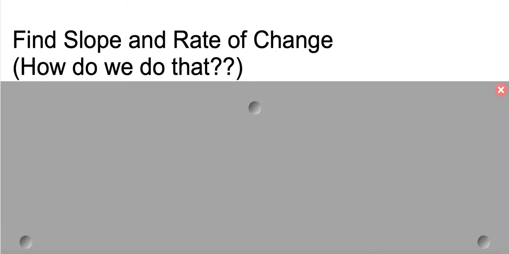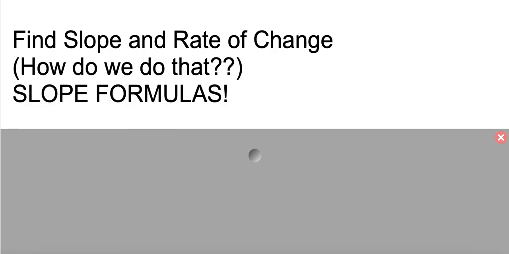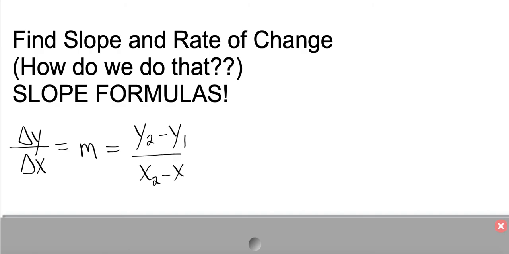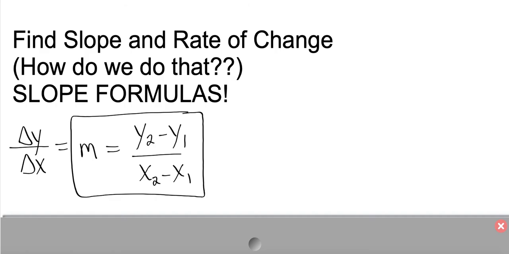All right, so find slope and rate of change. How do we do that when we're actually looking at a linear equation, a line? How do we find slope of a line? We have the slope formula. We have learned it before. I will give you a symbol here: change in y over change in x. That's how we get the slope formula. If you remember, slope is written as m when we put it in our equation. So we do y2 minus y1 over x2 minus x1, and that's how we calculate the slope when we are given coordinates.